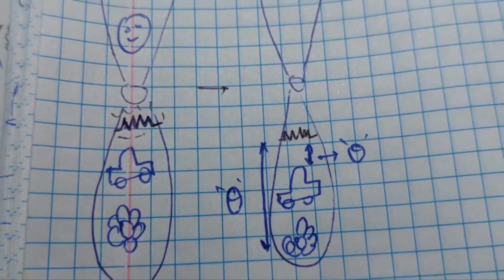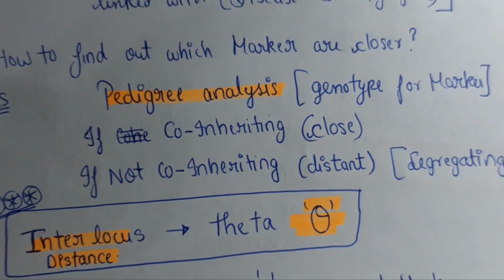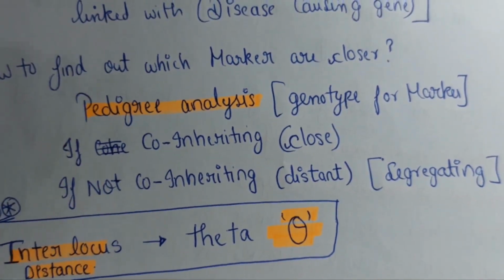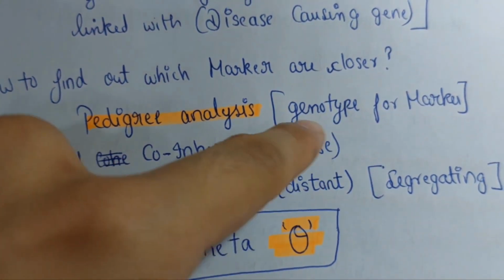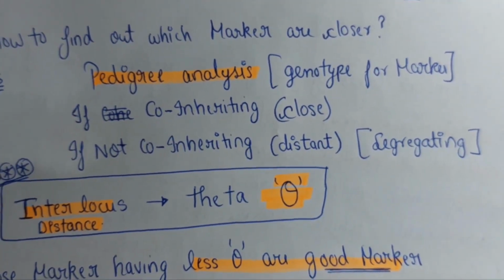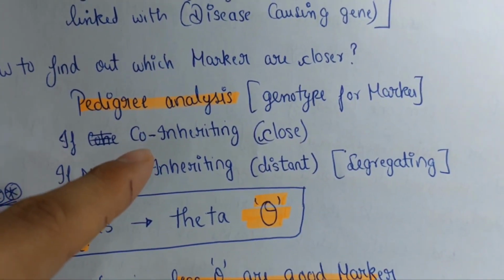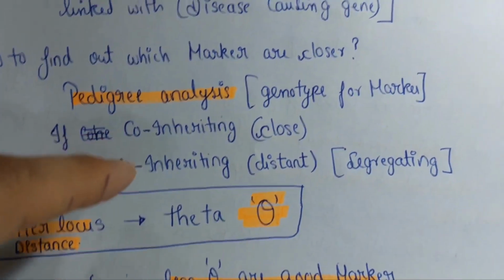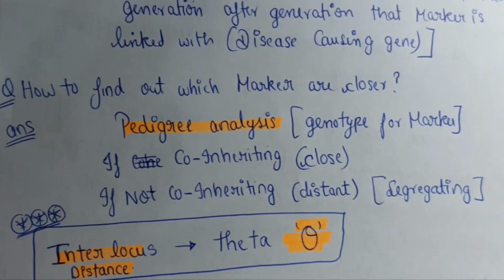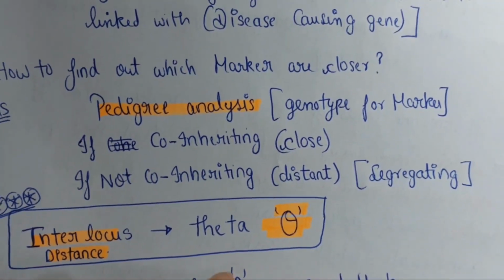The best way to know the theta between the genetic marker and the defective gene is to look at the meiotic events, such as when crossing over, that is recombination, takes place. So how can we find out which marker is close? To find out which marker is close, we are going to do pedigree analysis. That is, we look for the markers within the DNA sequence. If the disease-causing gene and the suspected genetic marker are co-inheriting, that means whenever the car gene is present, the defective gene is also present, we will say that they are close, or the theta is small, that is, the interlocus distance between them is small.